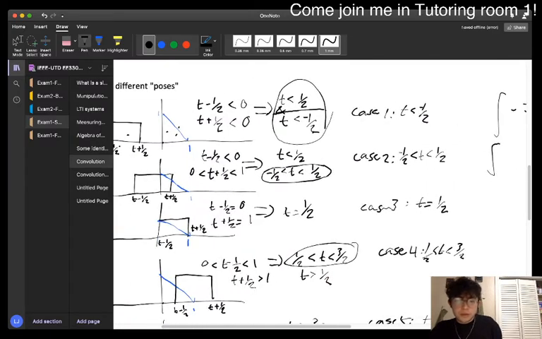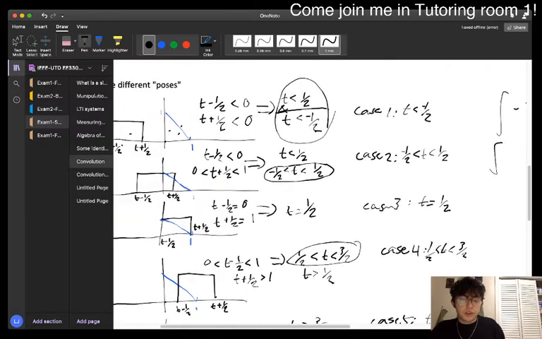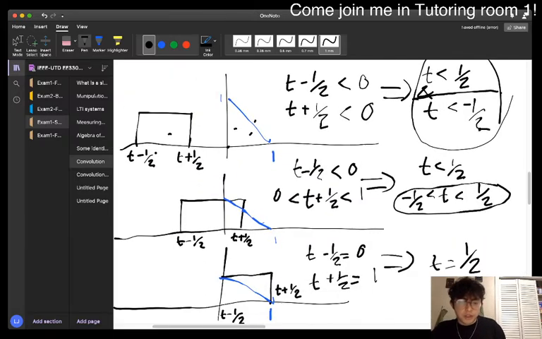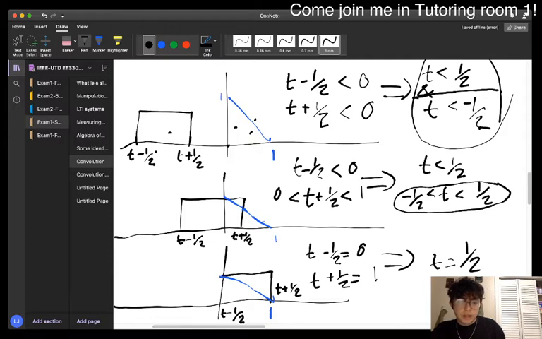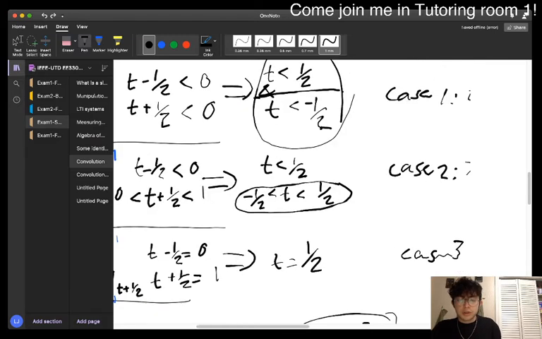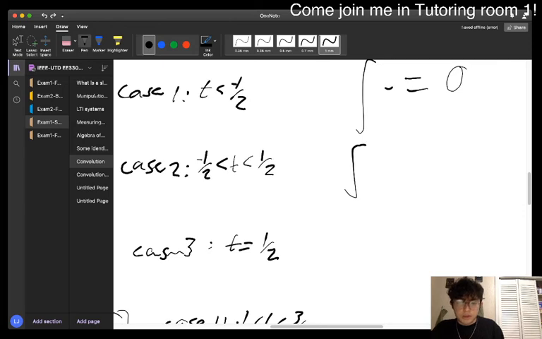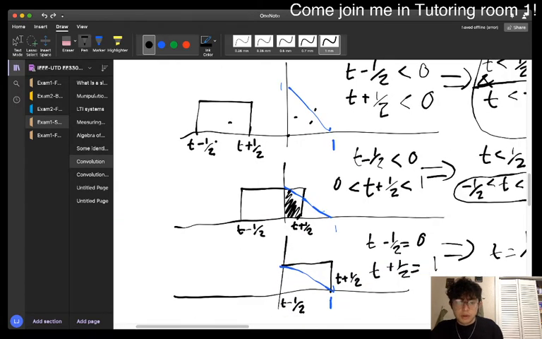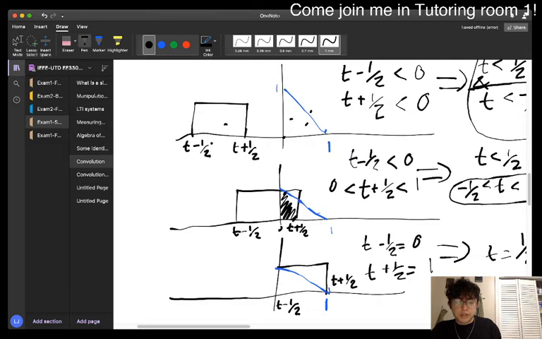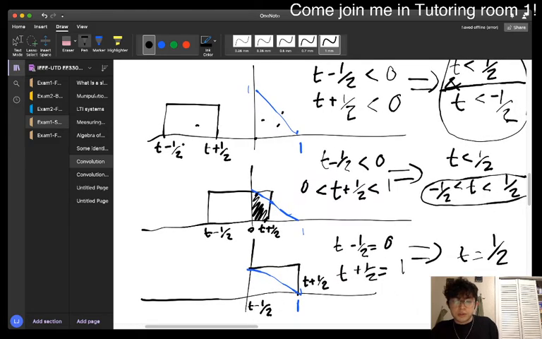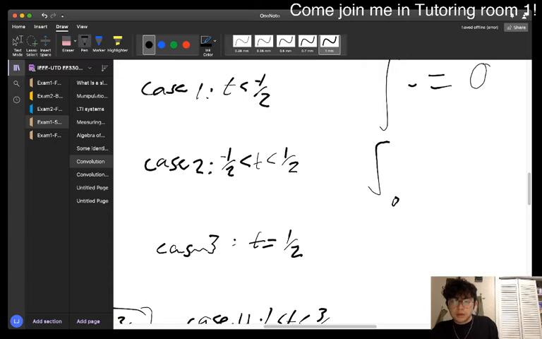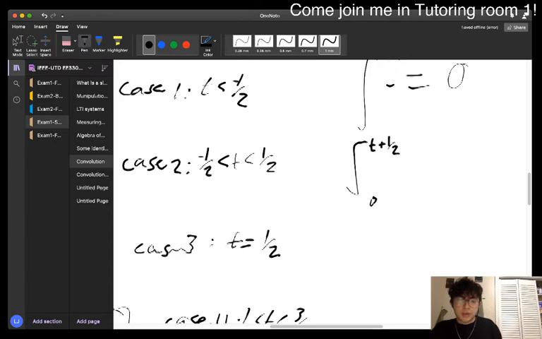So notice that this only overlaps from 0 to t plus 1/2. We're only taking integrals over regions where there's overlap. Not here, because there's no overlap. Not here, there's no overlap there, but in the middle. So the bounds of the integral are actually going to be from the lower bound of this overlap, so 0, and then t plus 1/2. So this is the integral from 0 to t plus 1/2. And we just need to write the behavior now.